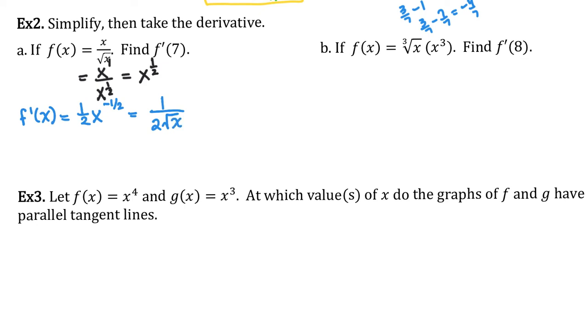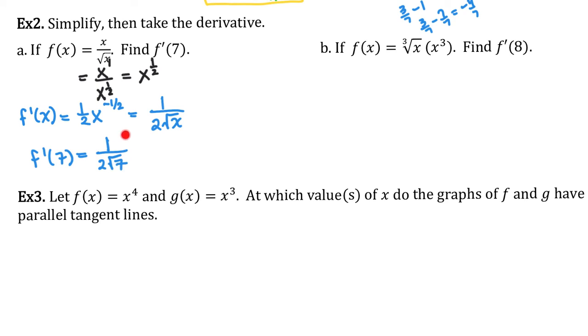Okay, so I found the derivative of f of x, but they want me to find f prime of 7. So now I'm going to go ahead and substitute it in. 1 over 2 square root 7. Now let me look. Does that simplify? Square root 7 does not simplify.